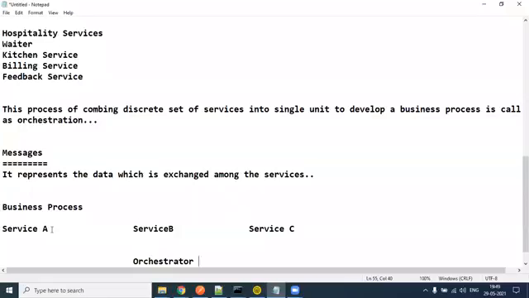To combine these services into a single unit to develop a business process. Very nice. So the job of the orchestrator is to combine a discrete set of services into a single unit, right?